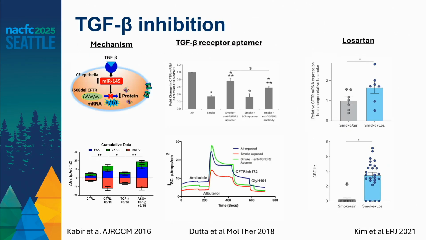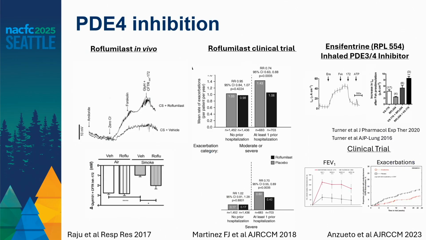And then I always am interested in TGF-beta, where smoke activates TGF-beta that increases a microRNA called miR-145 that specifically degrades CFTR transcript. Hussein Owala from Miami basically utilized a type 2 TGF-beta receptor aptamer to interrupt this process and overcome smoke inhibition of CFTR. And then Matthias Salath, now at Kansas, has utilized losartan to decrease TGF-beta signaling and also to show an increase in CFTR messenger RNA and ciliary beat frequency.